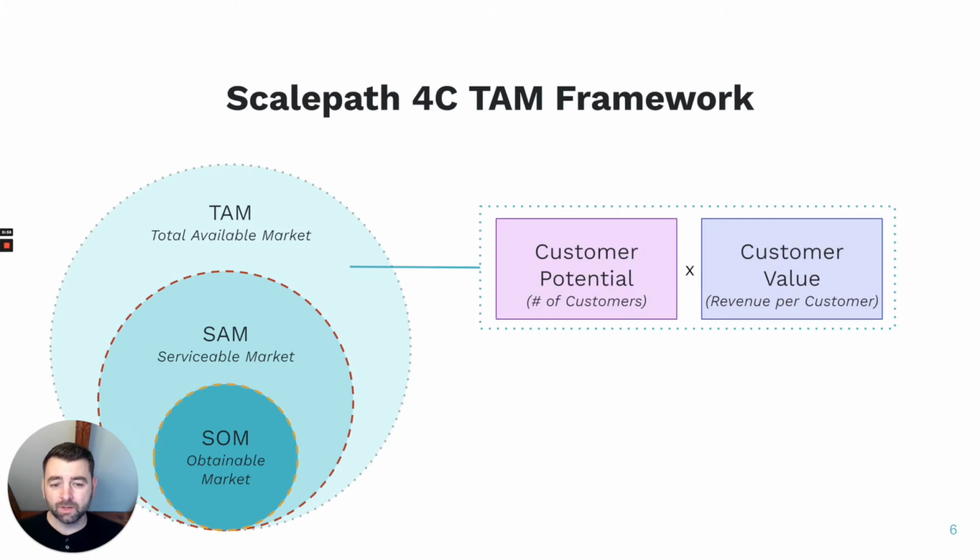So first of all, your TAM. And what we're looking for here is the customer potential, the total number of customers in the market that have the problem you solve. And what that means is we're not necessarily looking at the ones you can service today or the ones you can reach, just how many people are out there that have the problem that you solve. And you multiply that by the customer value. How much value, how much revenue can you capture by solving that problem for a particular customer? So the TAM calculation is pretty big. How many customers are out there? What's the value that you can capture from them?